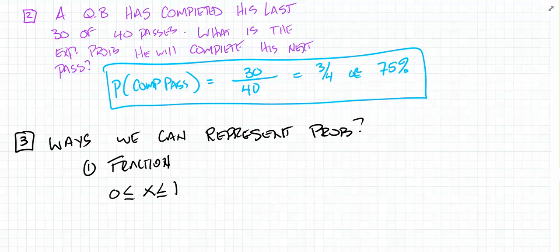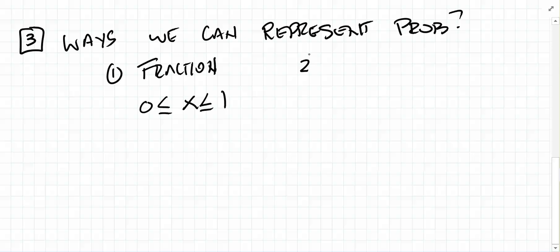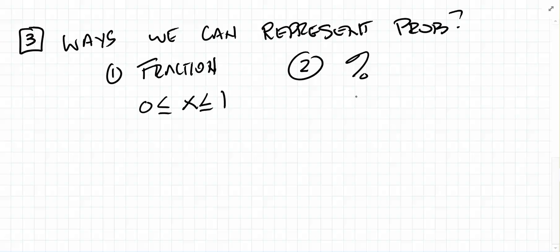The other way that we could do it is by a percent, right? But what are our parameters of a percent? Can I have like a 700% chance of something happening? No. 0 less than or equal to x less than or equal to 100%. If something has a 0% chance of happening, that means it's not going to happen. If there's a 100% chance of it happening, that means that is definitely going to happen.